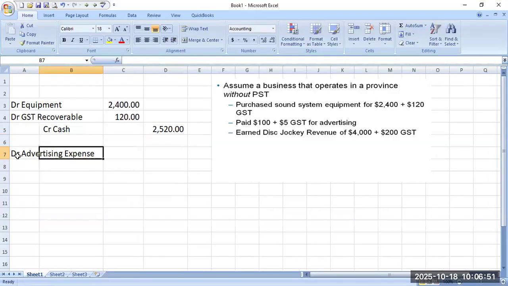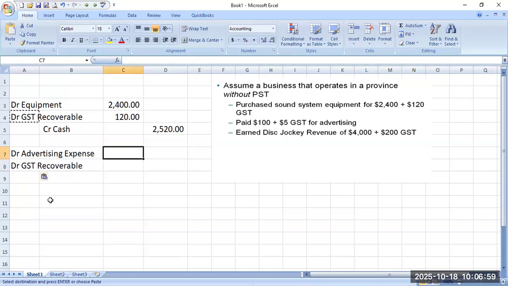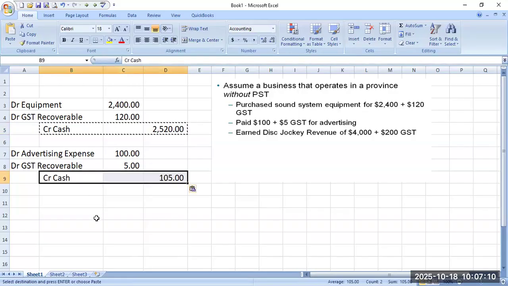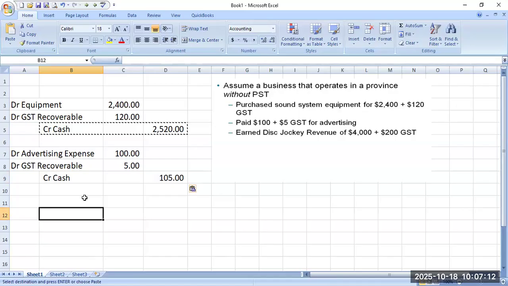So then we're gonna debit another account, which is the GST recoverable. We pay here $100, and here we have $5. And let's do this credit again. Credit $105.